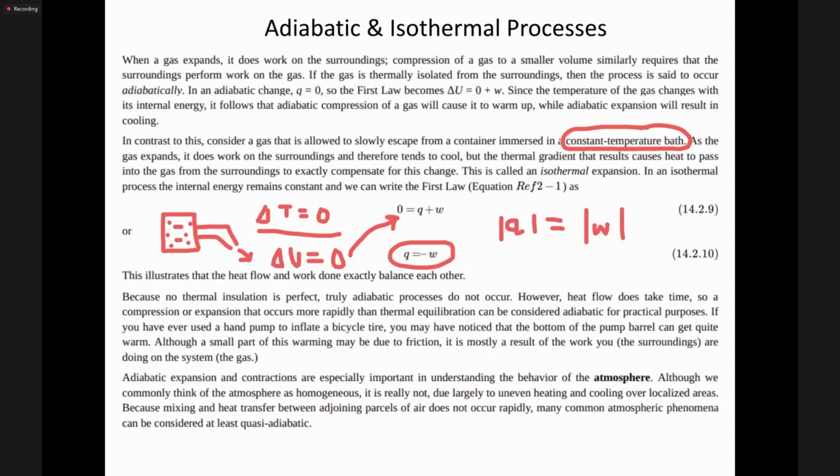Now you see, no thermal insulation is perfect, because truly adiabatic processes don't occur. However, heat flow does take time, so a compression or expansion that occurs more rapidly than thermal equilibrium can be considered an adiabatic process. Because in an adiabatic process, the condition is Q equal to 0. That means the system is completely thermally insulated from the surroundings or atmosphere. But that is not really attainable in reality.